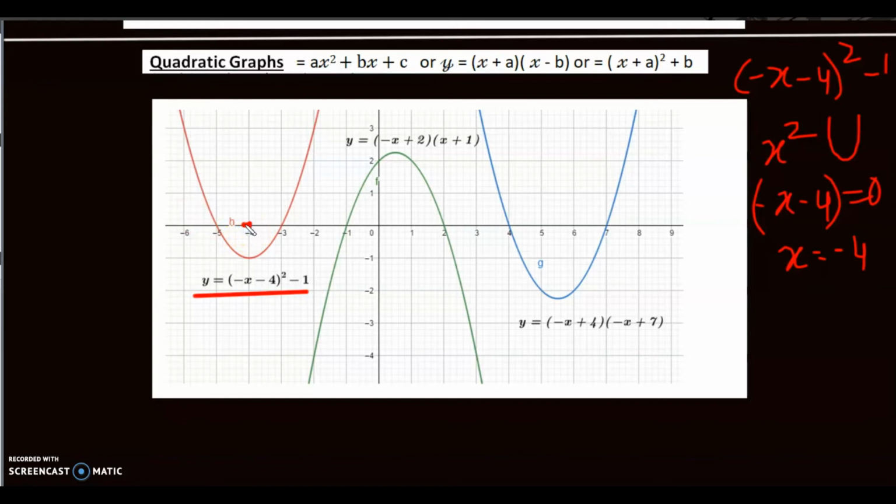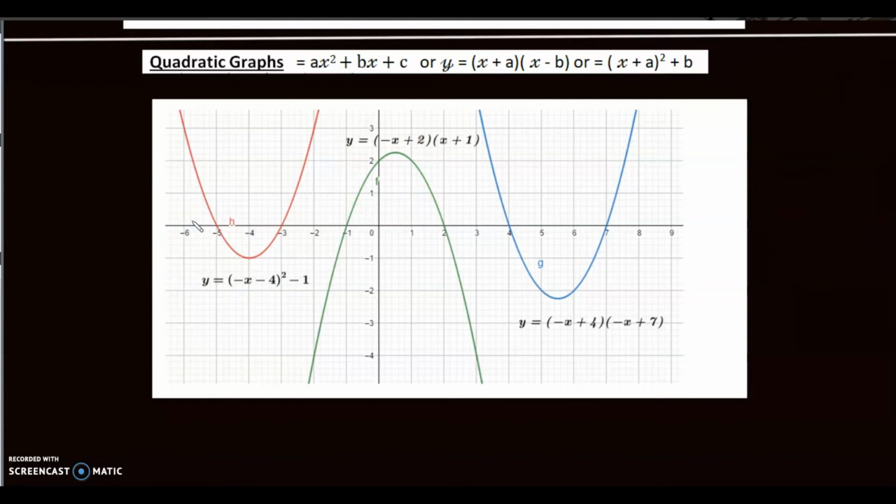So U-shaped graph is this graph. It goes over here, it goes 4 places to the left, and then we're subtracting 1 from it. So that means it goes 1 unit down. So it becomes a graph like this. So that's how we know that this equation is the equation for this graph. Alright, now let's discuss the other one.